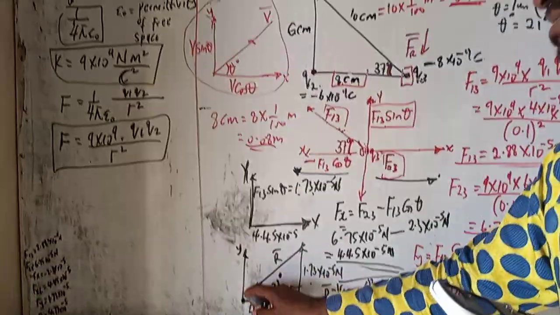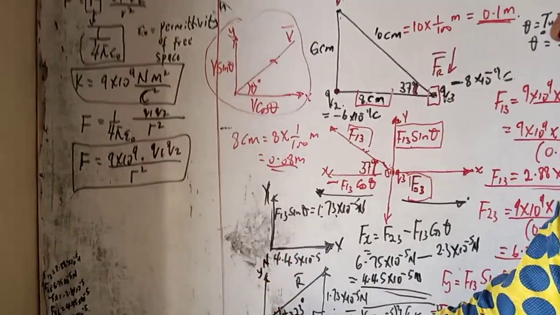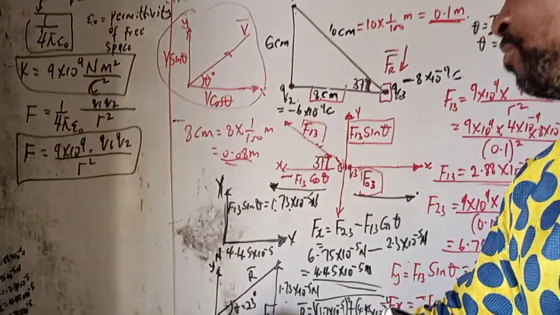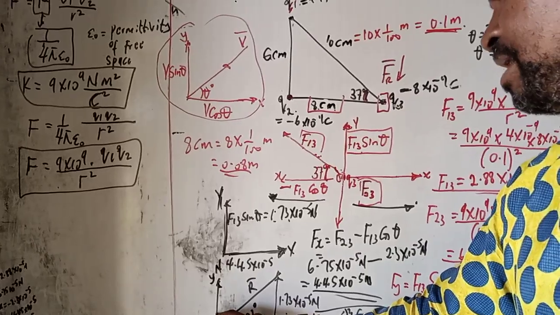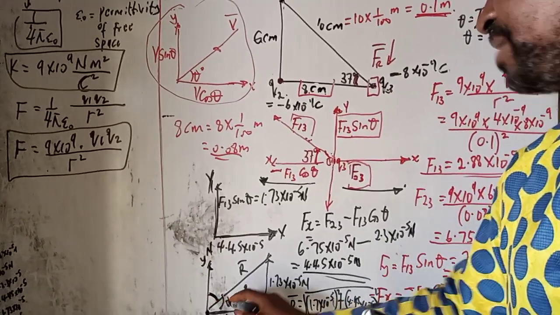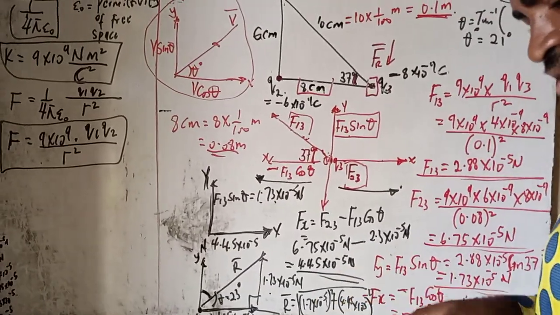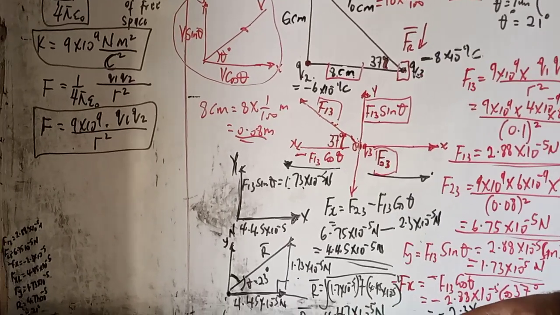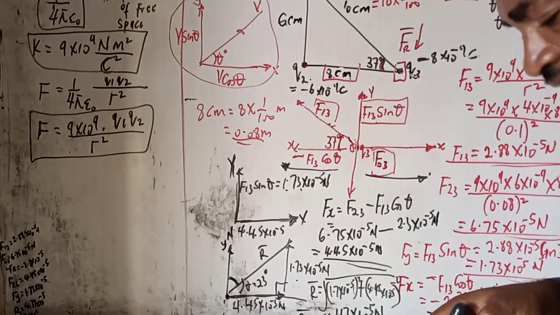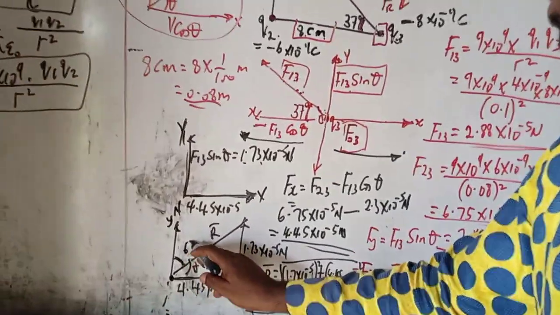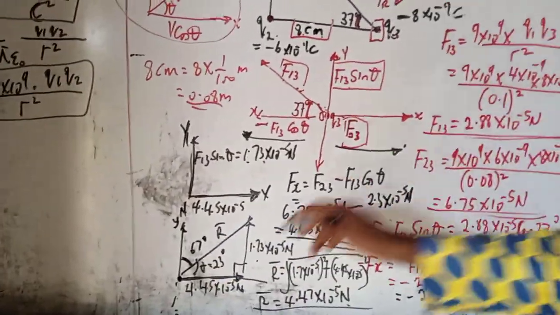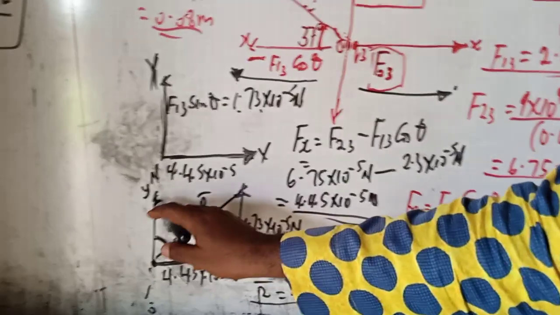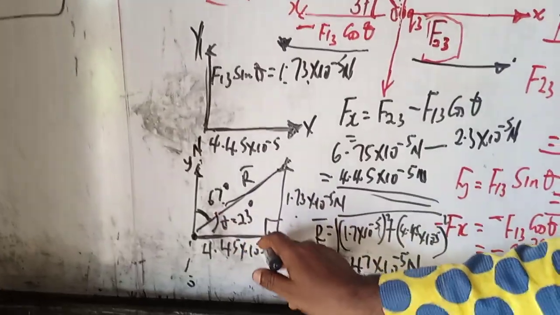Now, if you take this place as the north and this place as the south, we can find the value of this theta by subtracting 23 from 90. So when you subtract 23 from 90, I'm having 67 degree. So that means the direction of this particular resultant is going to be north 67 degree east.